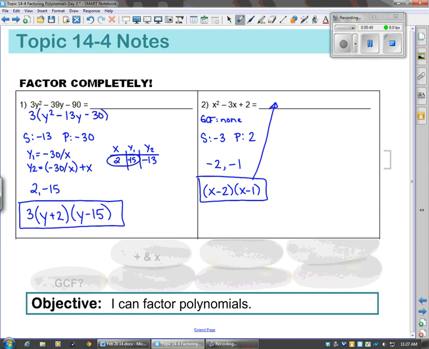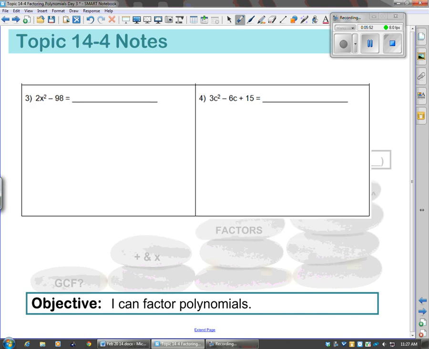Okay, number 3. Is there a GCF? Yes. The GCF is 2. Divide that out and you are left with x squared minus 49.